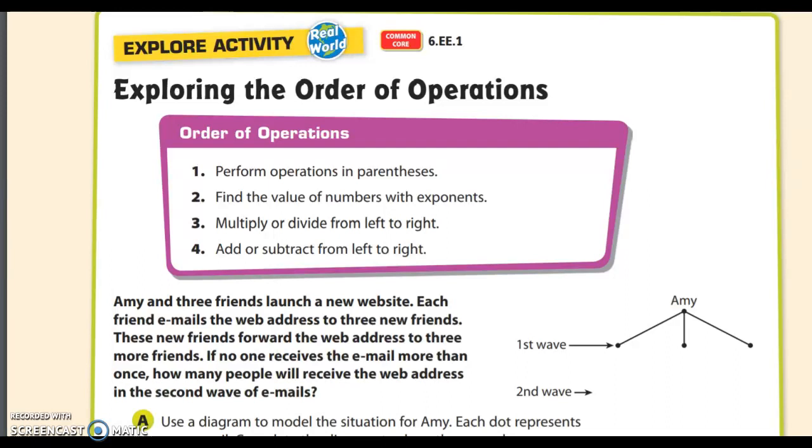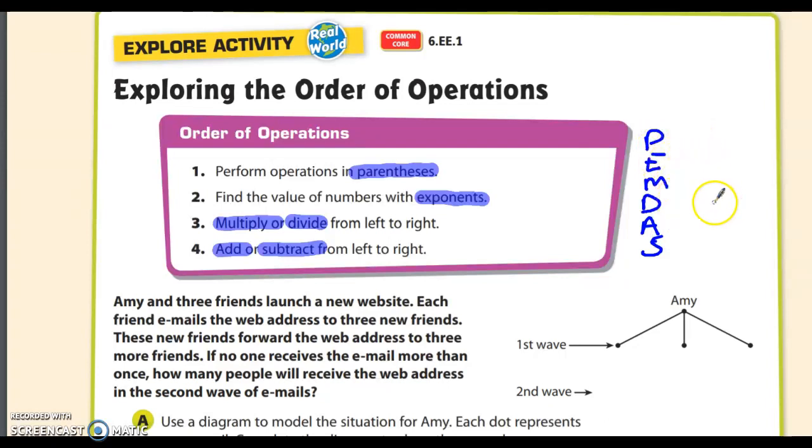Number 1, perform all operations in parentheses. Number 2, find the value of numbers with exponents. Multiply or divide from left to right, and then add or subtract from left to right. A lot of people remember this using one of two expressions, either PEMDAS, parentheses, exponents, multiply and divide, they go together, add and subtract.